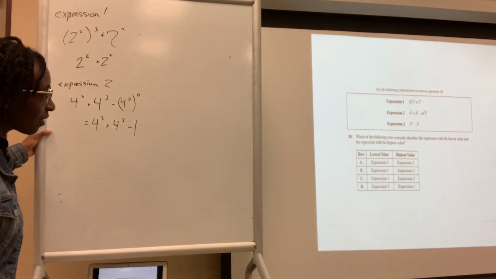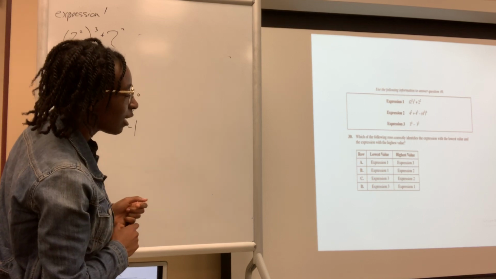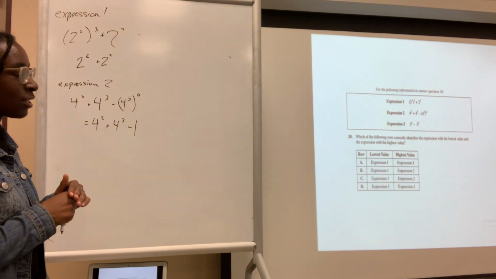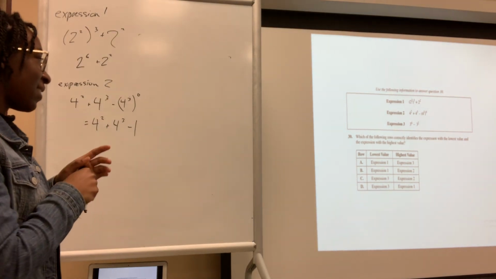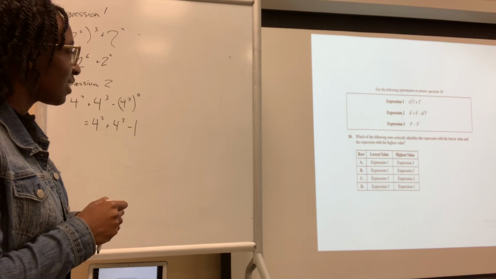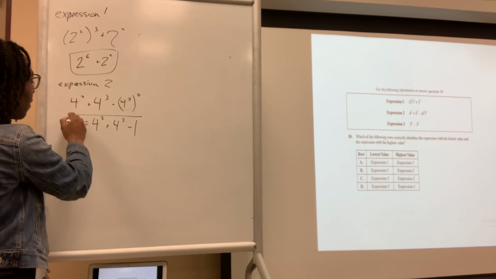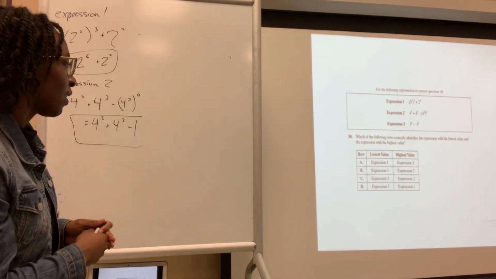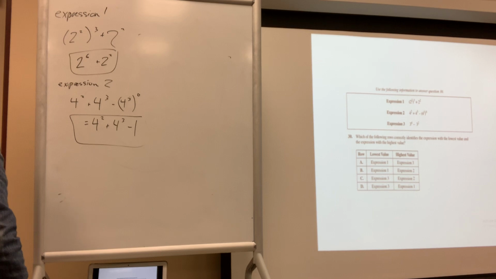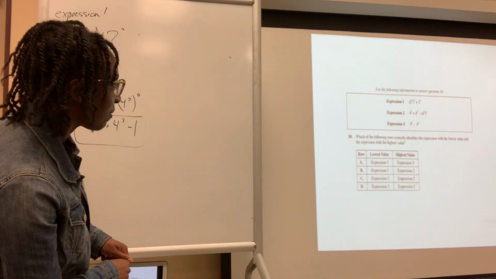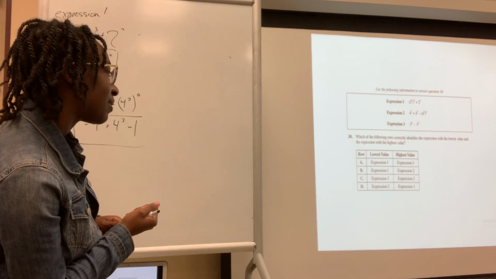Then we do expression 3, which we really can't simplify any further because remember, there is no exponent law for adding or subtracting exponents. So from there, I think for me at least, the easiest way to solve this is just to put the simplified expressions into your calculator and figure it out. And then from there, you can figure out that the answer would be B. So expression 1 is the lowest and expression 2 is the greatest.